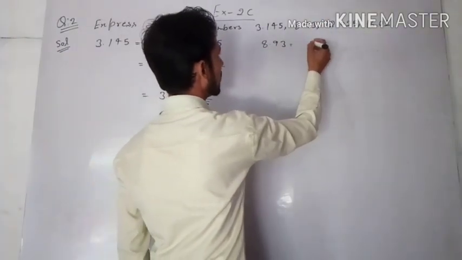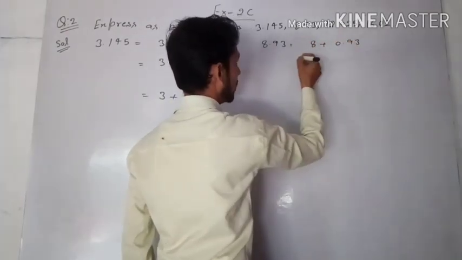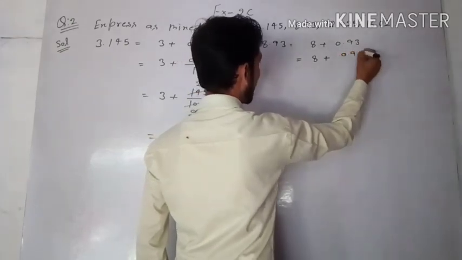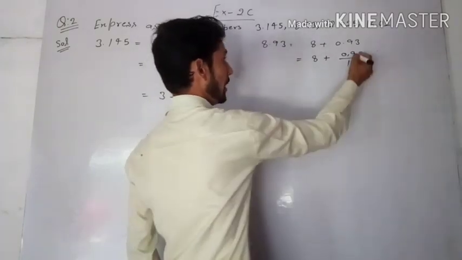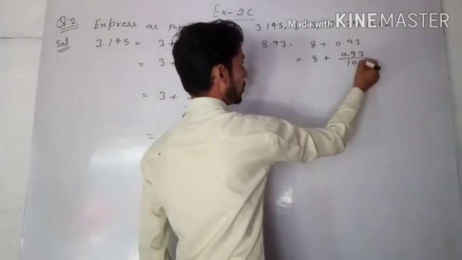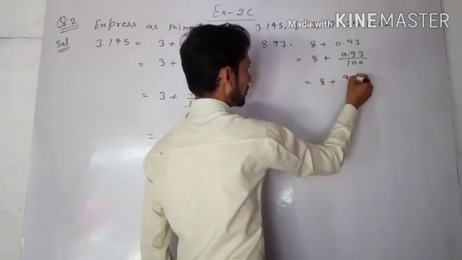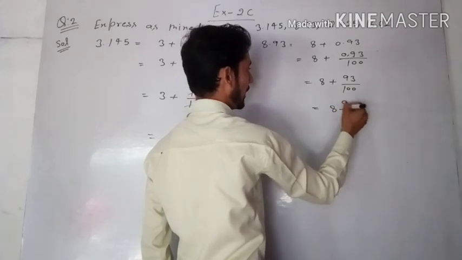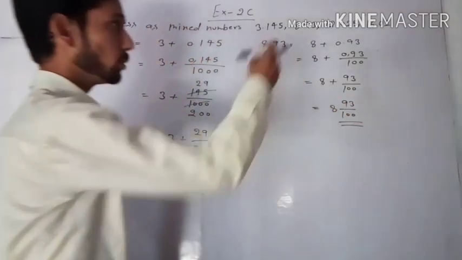8.93. Write as 8 plus 0.93. So we will convert it into a fraction. 0.93, below the decimal write 1 and the number of zeros, 2 zeros because 2 digits are there. 893 upon 100, and the rest you will do.